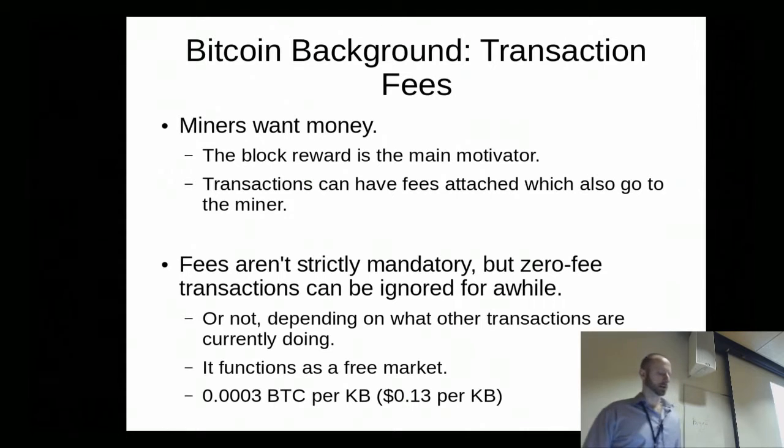So the current rate is 0.0003 Bitcoin per kilobyte, which is a pretty weird system. It's not like in a traditional system like credit cards or PayPal where they take a percentage of what you're transferring. This is a fee per kilobyte, so that's per however large your transaction is in bytes. It's a pretty weird thing that trips up a lot of users because it doesn't really make sense.